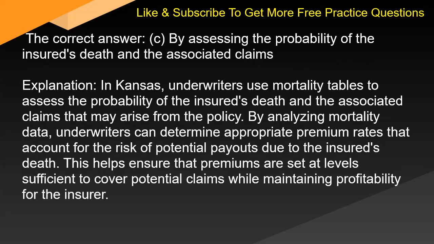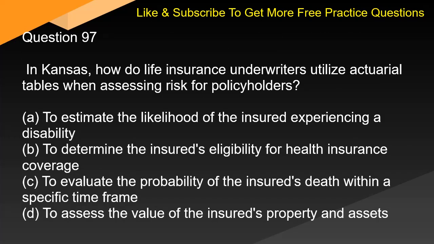The correct answer, C. By assessing the probability of the insured's death and the associated claims. Explanation. In Kansas, underwriters use mortality tables to assess the probability of the insured's death and the associated claims that may arise from the policy. By analyzing mortality data, underwriters can determine appropriate premium rates that account for the risk of potential payouts due to the insured's death. This helps ensure that premiums are set at levels sufficient to cover potential claims while maintaining profitability for the insurer.